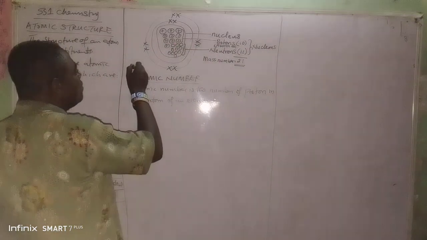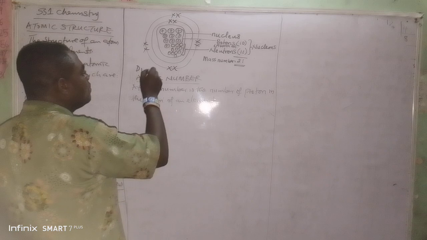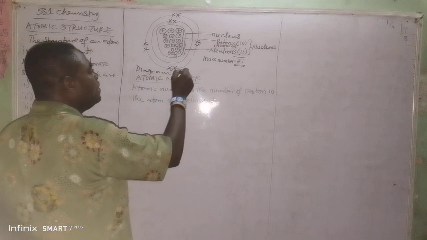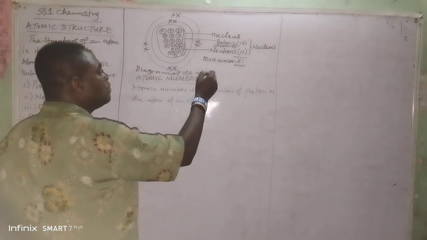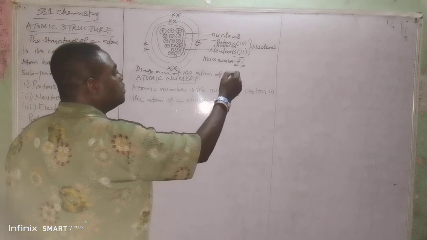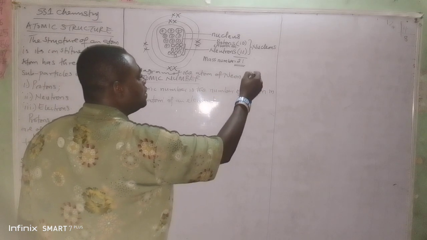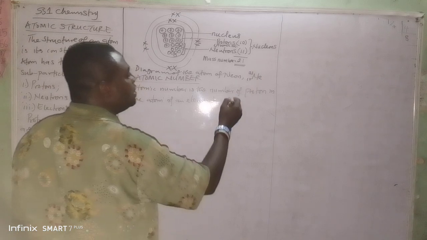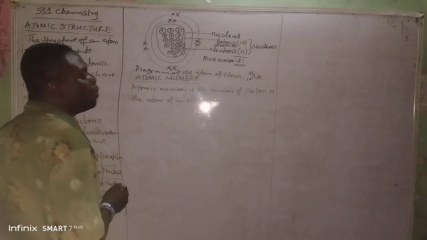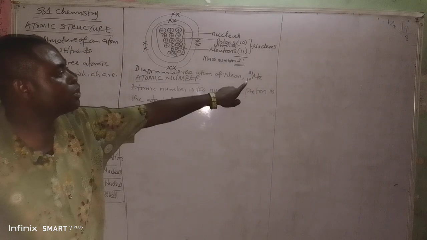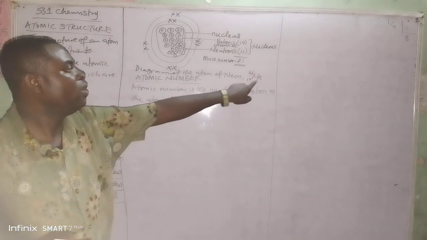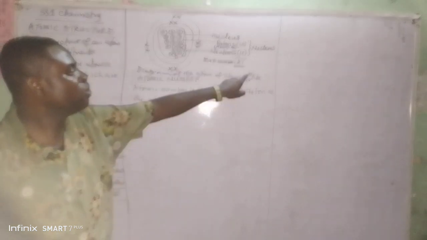So now, what we have here, this is the diagram of the atom of neon. And that will be written as Ne, with 10 and 21. Now this 10 is the atomic number. The atomic number is usually written as a subscript before the symbol, while the mass number is here.